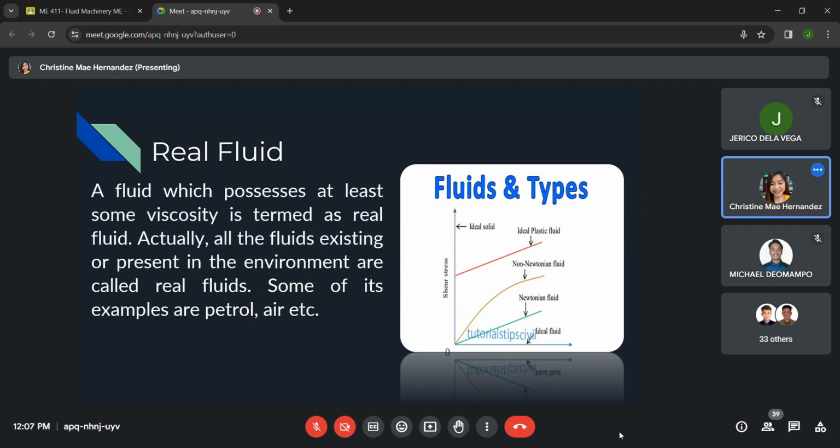Next one. Real fluid. A fluid which possesses at least some viscosity. Kahit konting viscosity lang. Kahit super babang viscosity, 0.0001 na viscosity, real fluid na yun. Actually, lahat ng fluid na nag-exist or present in our environment are called real fluid. Halos lahat. Considered as real fluid kasi nagpo-possess sila ng kahit konting viscosity, kahit super liit o super baba pa man.